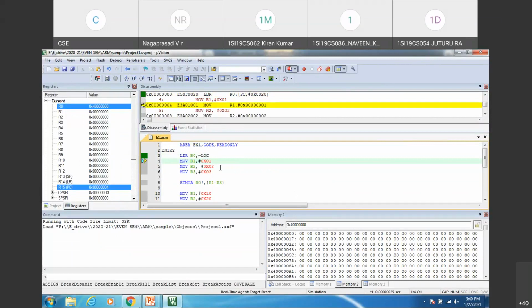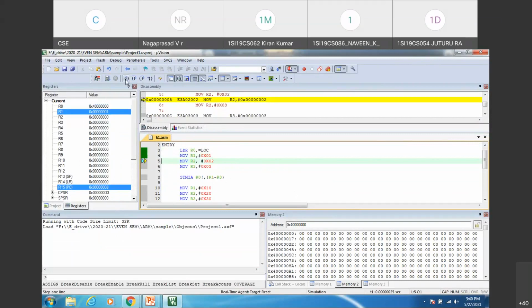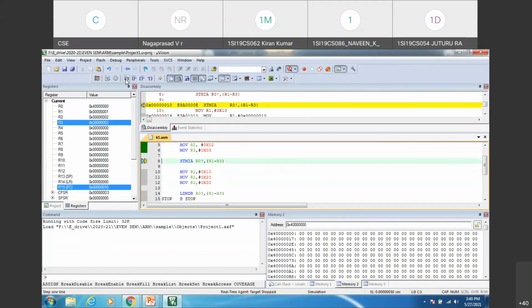LDR R0, comma, equals location. This is the location where the data will be saved. So that is 4 followed by 70H. And now R1, R2, R3 are initialized with this data 1, 2, 3. Now we are saving these register contents to the memory.